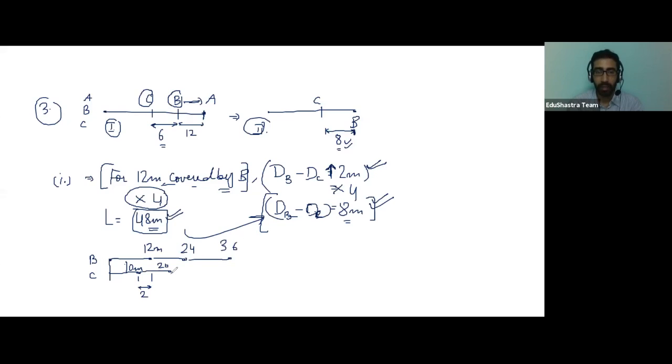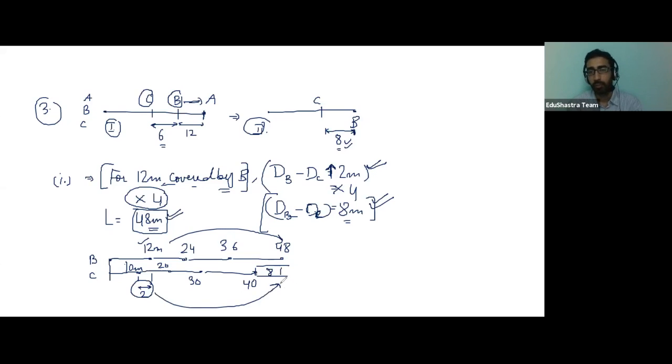Then 12 more meters, 36-meter line. Then C in the same time will cover 10 more, will be at the 30-meter line. 12 more meters, 48-meter line. C will be at the 40-meter line. Clearly, the distance between them is now 8 meters. Now, this 8 has come up only because of this ratio. That by the time B is covering 12, the distance between them is coming out to be 2 meters. Which, of course, if I multiply by 4, I would have got 48, and the difference between them would have also been multiplied by 4 and come out to be 8 meters. So this approach could have given me the length of the race. I hope this is clear.